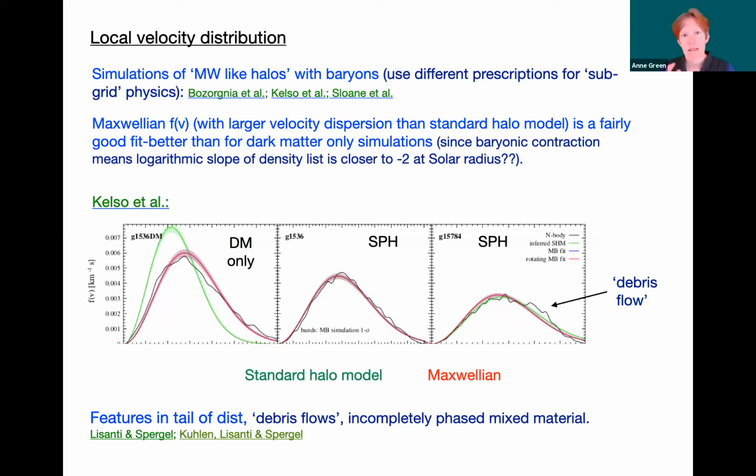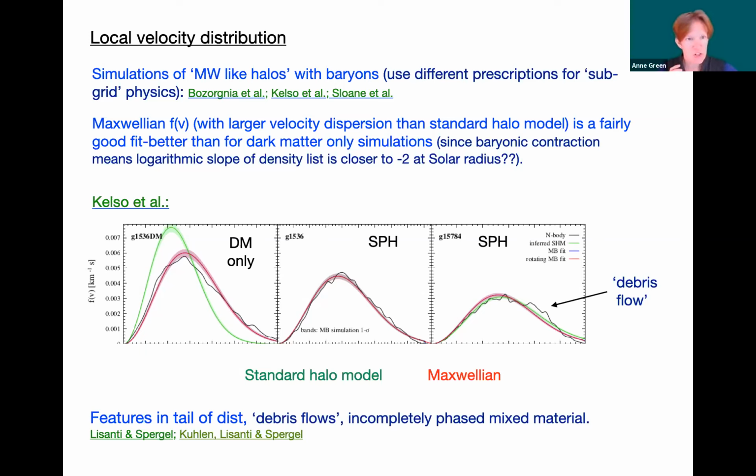My understanding is that it's not completely unexplained why this is. I think it's this baryonic contraction: once the baryons come in and make the density profile in the inner region steeper, the point at which the slope is going through -2, i.e. the scale radius, ends up lying very close to the solar radius. So it just happens that we end up living at the point in the halo where the logarithmic slope is -2, and hence the velocity distribution is close to what you expect for the simple standard halo model. So in terms of the velocity distribution, it looks like the simple standard halo model turns out to be a pretty good fit.